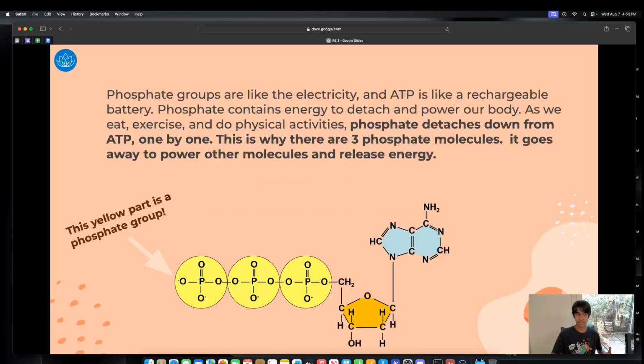Let's get started. Phosphate groups are like electricity, and ATP is like a rechargeable battery. Phosphate contains energy to detach and power our body. As we eat, exercise, and do physical activities, phosphate detaches down from ATP one by one. This is why there are 3 phosphate molecules, because it goes away to power other molecules in the body and release energy elsewhere in the body. This yellow part is the phosphate group. One phosphate will detach one by one, and as they detach, they release a lot of energy to be used for the rest of the body. So please write this down: phosphate detaches and releases energy for the rest of the body.